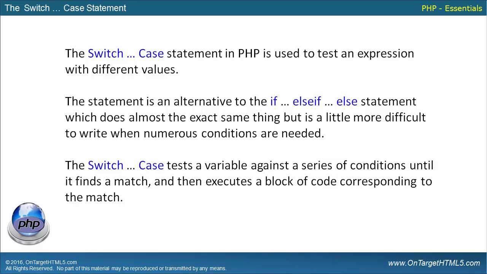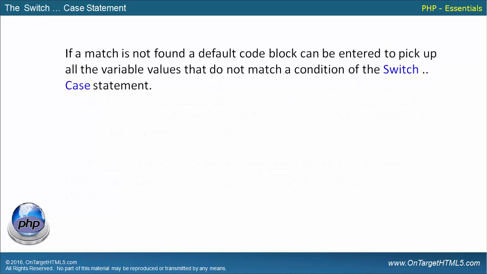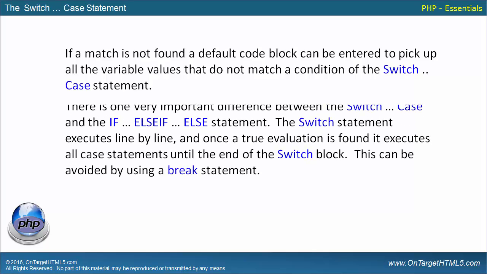The switch case tests a variable against a series of conditions until it finds a match, and then executes a block of code corresponding to the match itself. If a match is not found, a default code block can be entered to pick up all the variable values that do not match a condition of the switch case statement, and you'll see that in the demonstration.